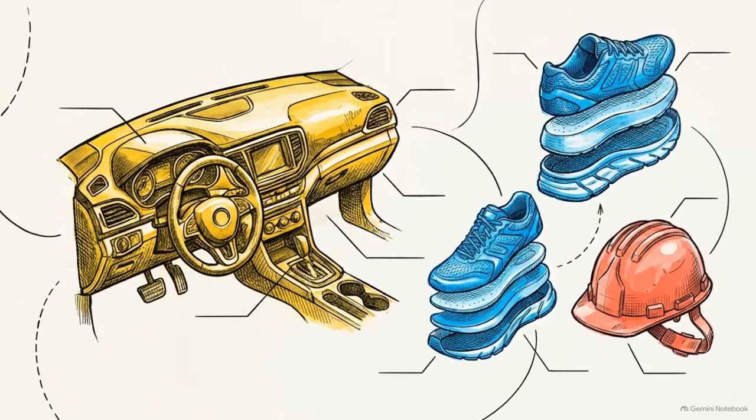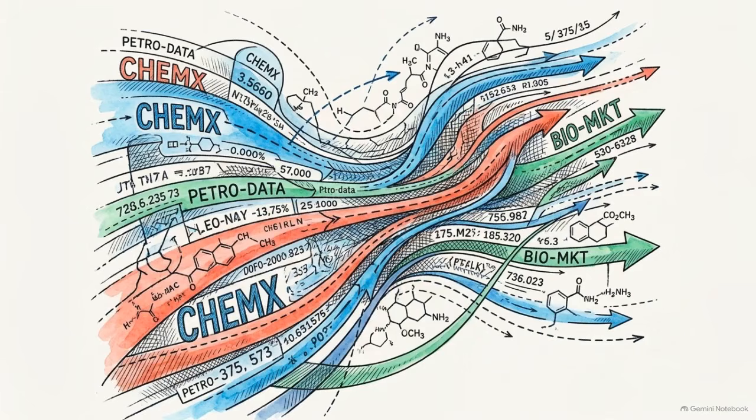The physical goods we rely on are manufactured out of complex polymers, but the economic system that produces them runs entirely on the speed of digital intelligence.